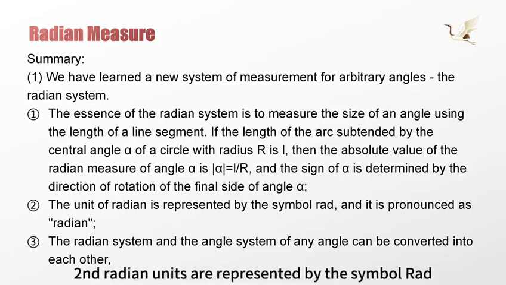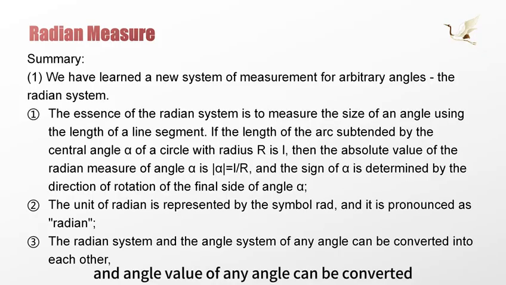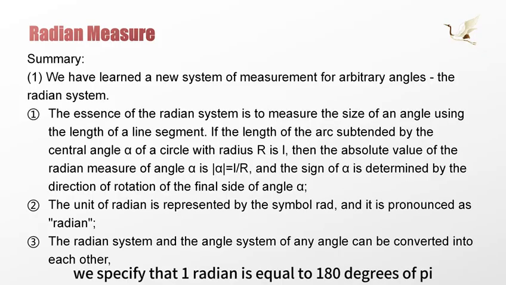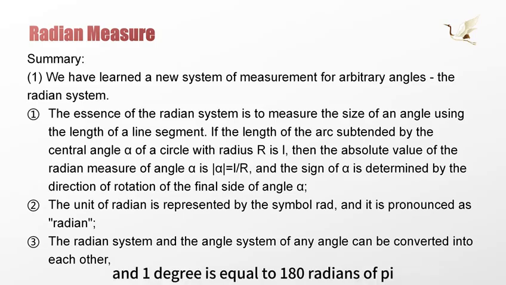Second, radian units are represented by the symbol rad. Third, the radian value and angle value of any angle can be converted. We specify that 1 radian is equal to 180 degrees over pi, and 1 degree is equal to pi over 180 radians. Okay, that's all for today's study.